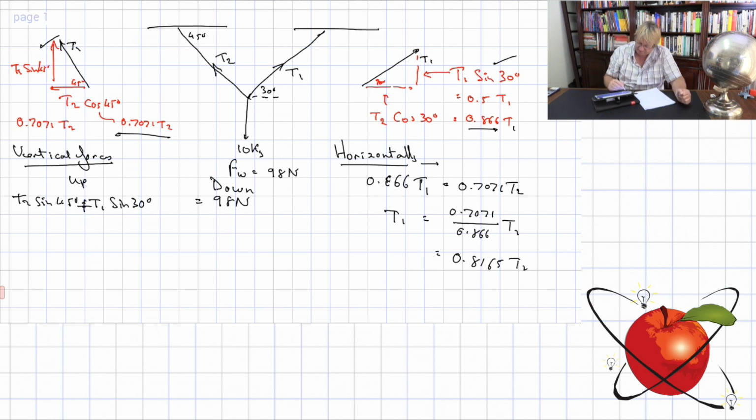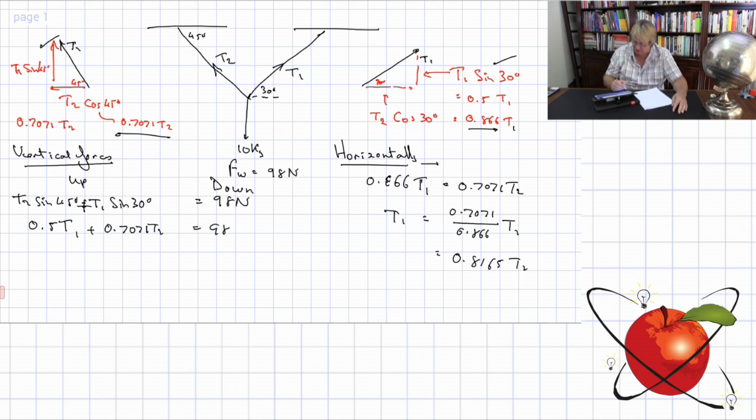Now, let's have a look here. If we rearrange this, we're going to have to make a substitution of T1 into this equation. So we put T1 into the equation, T2 into the equation. We end up fundamentally with this guy here being 0.5 times T1 plus 0.7071 T2, and that's going to be equal to 98.